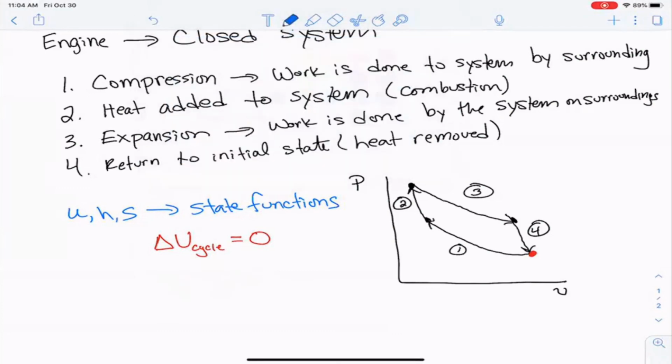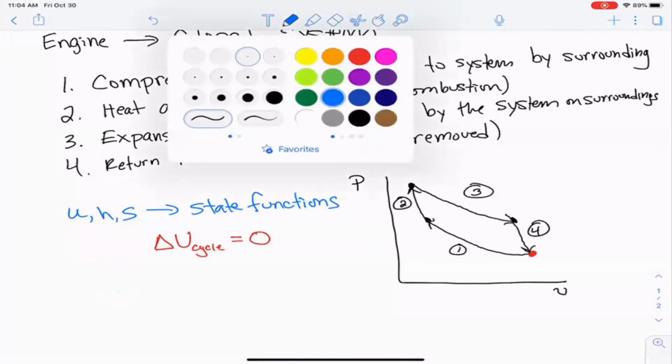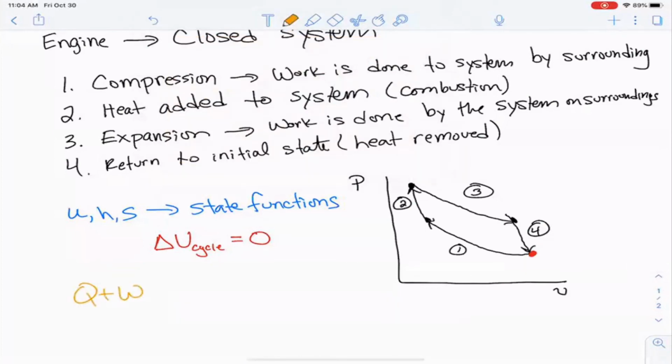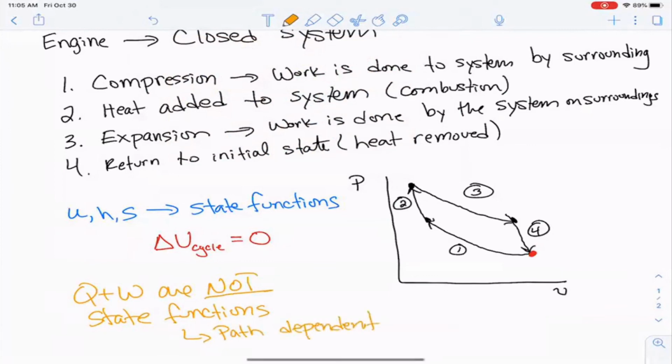But the interesting thing is that the work and the heat are not state functions. So Q and W are not state functions. And what that means is that you can't really calculate Q and W as functions of temperature and pressure. You do work and you exchange heat oftentimes, and we calculate temperature and pressure. But for Q and W, you are highly dependent on the path that you took to get there.